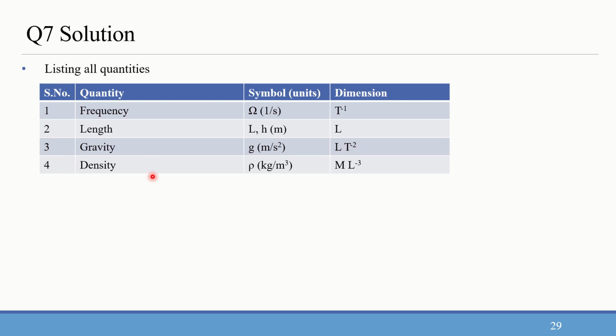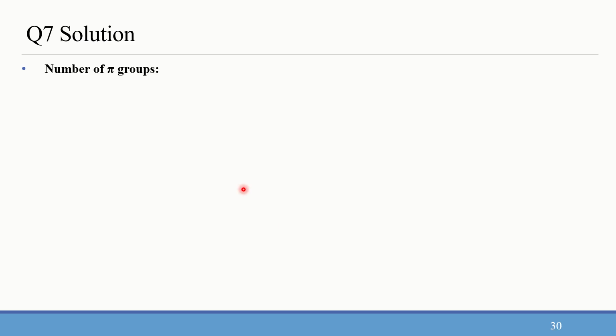And finally we have density. It is given by rho and its unit is kg per meter cubed, so it is M L to the minus 3. So these are all the quantities and the corresponding dimensions. Now after this we need to identify the number of pi groups. The number of variables here is actually 5.